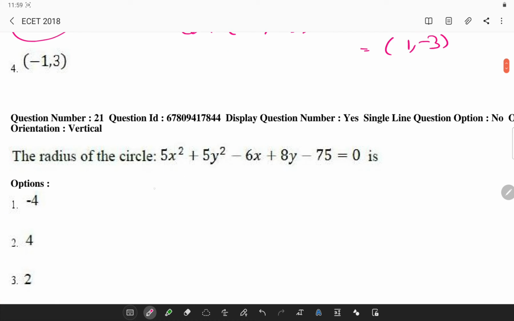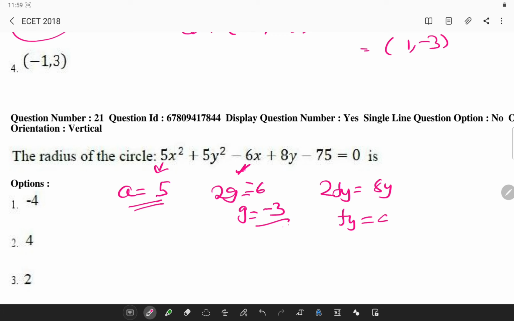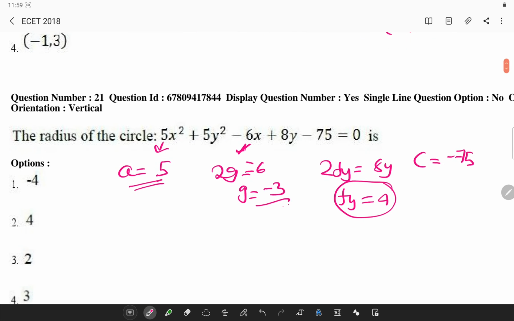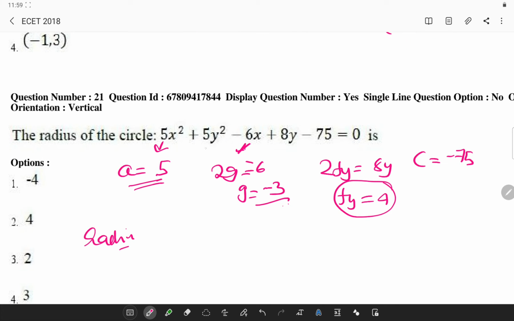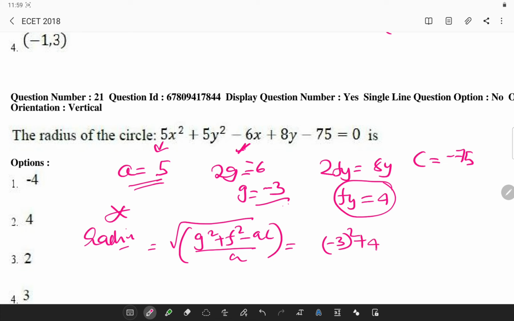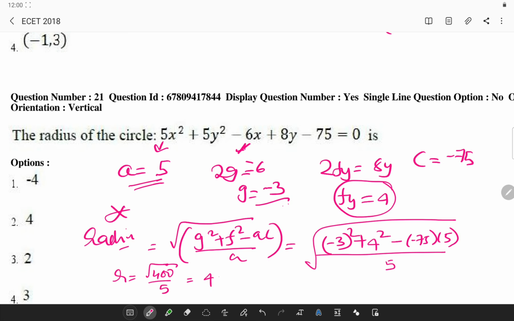So next, again similarly here, the coefficient of x square will let us know that the value of a is 5, and again comparing this particular 2gx is equal to minus 6, so g is equal to minus 3, and 2fy is equal to 8y, so f is equal to 4, and c is equal to minus 75. So we have to remember the radius of this particular equation is root over g square plus f square minus ac divided by a. So this is nothing but minus 3 whole square plus 4 square minus of minus 75 into 5 divided by 5. So radius is root over 400 by 5, so it is 4.